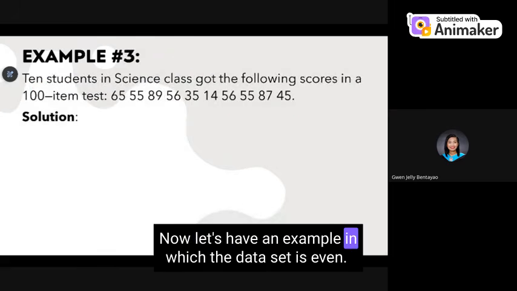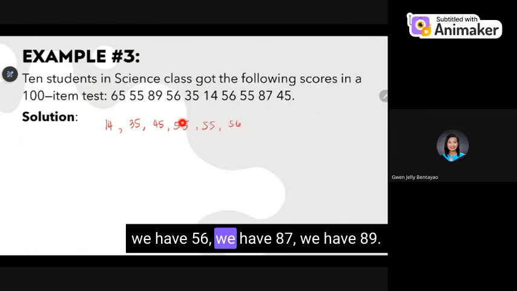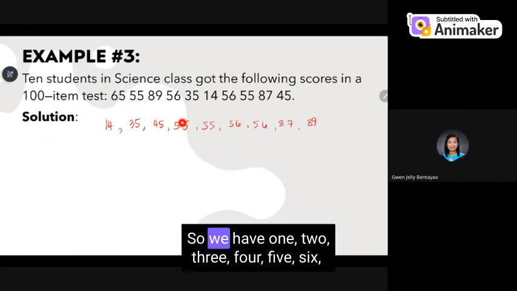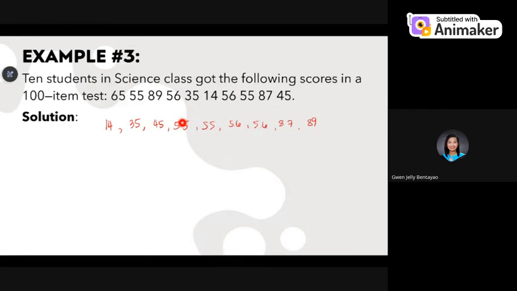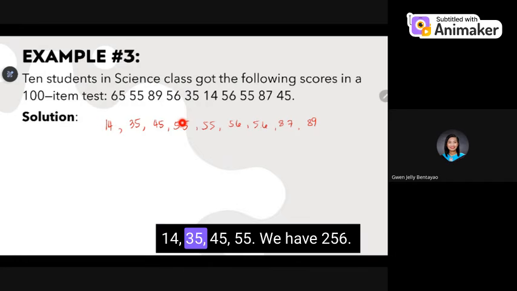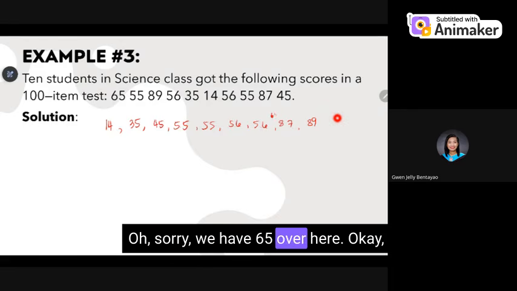Now let's have an example in which the data set is even. So here, of course, we can arrange this one: 14, 35, 45, 55, 56, 65, 87, 89. Sorry, we missed some. So we have 14, 35, 45, 55, and we have 56. Oh, sorry, we have 65 rather here.